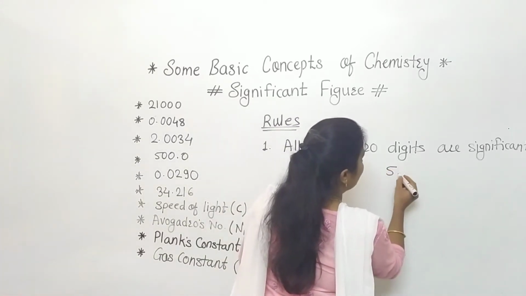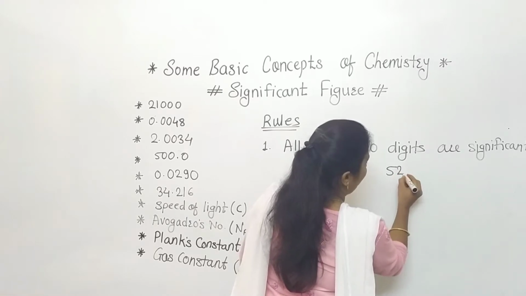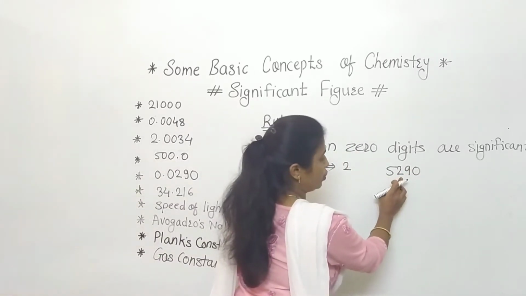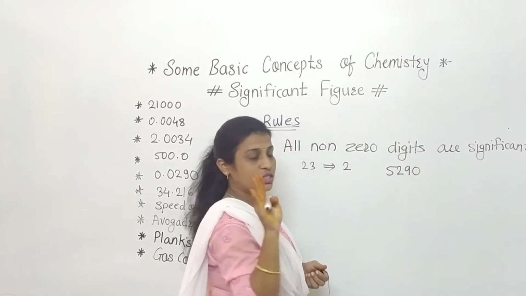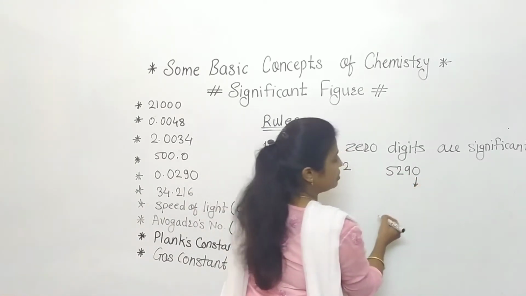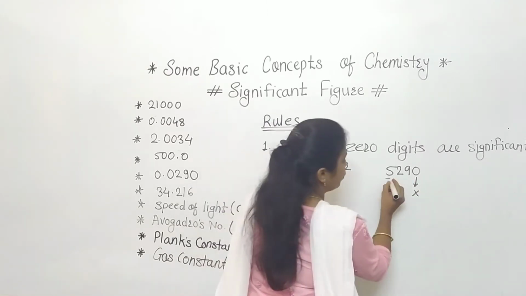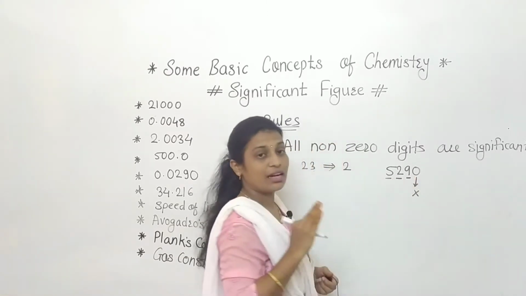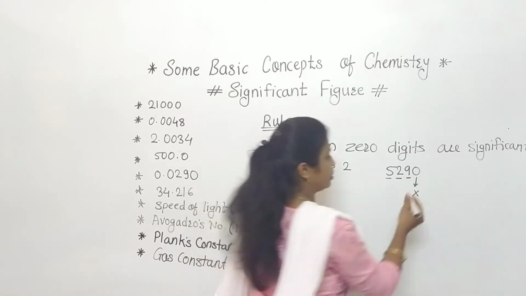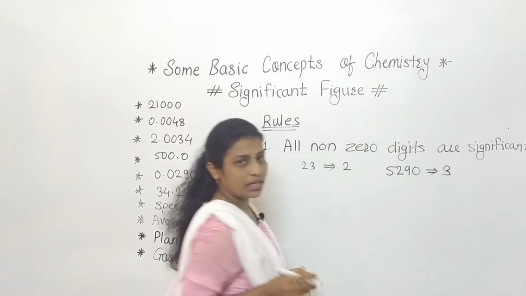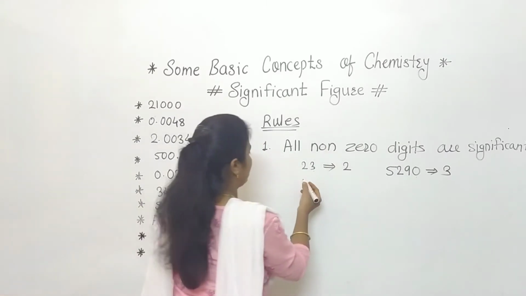Now see second example. If we consider second example, that is 5290. Okay, now see, in this value there are 4 digits but 1 is the 0 digit. So this is not a significant figure. This first one, second one and third one, these are the non-zero digits. So the significant figure for this one is 3. Clear to everyone?